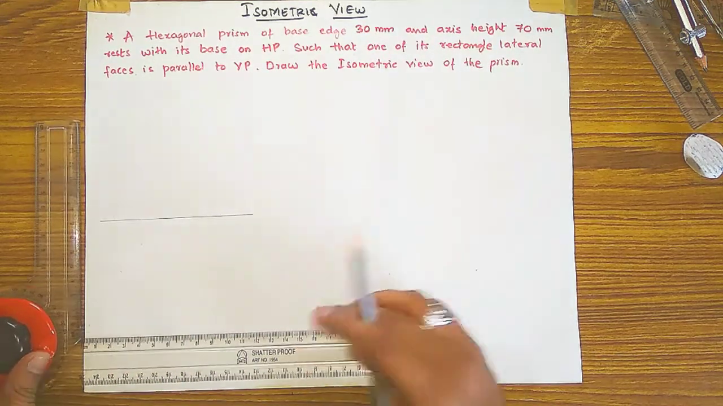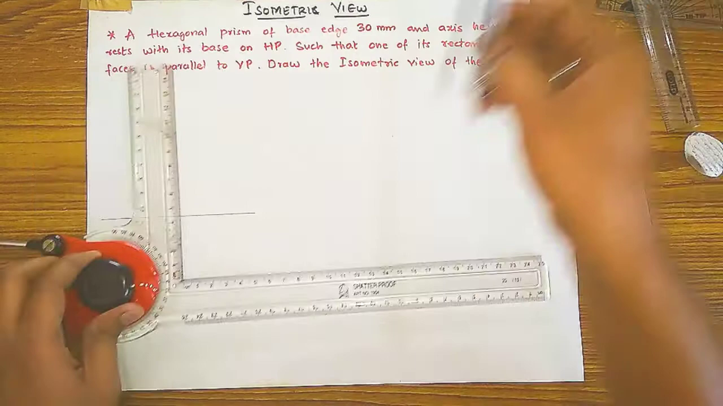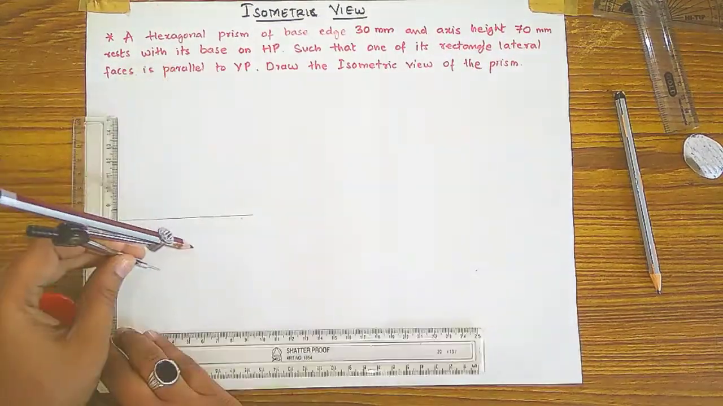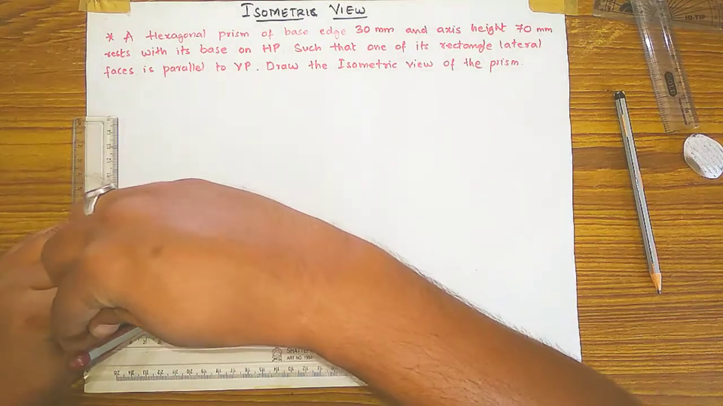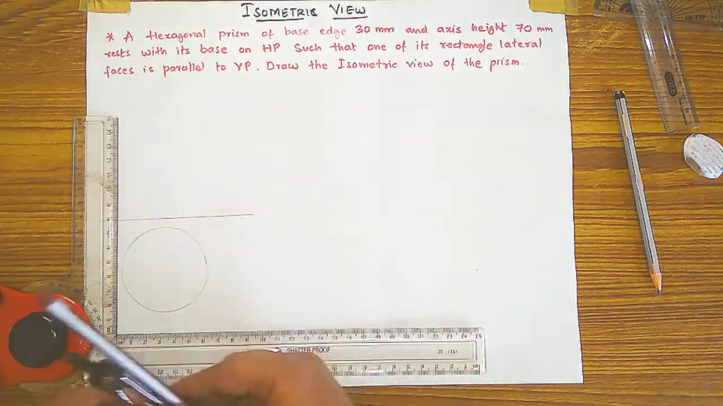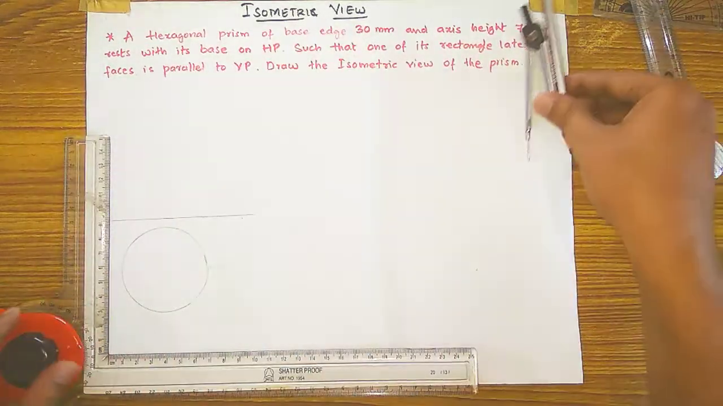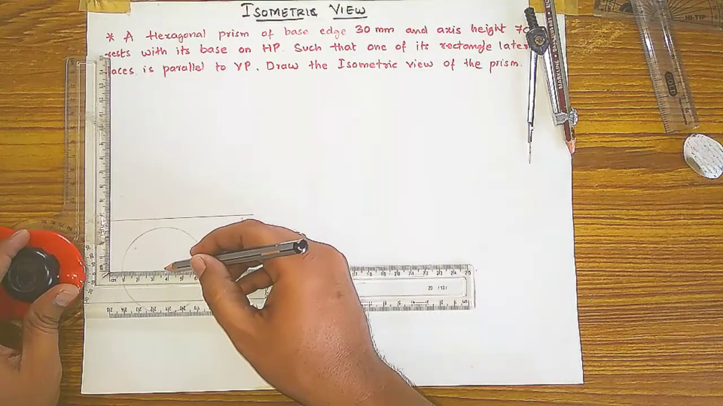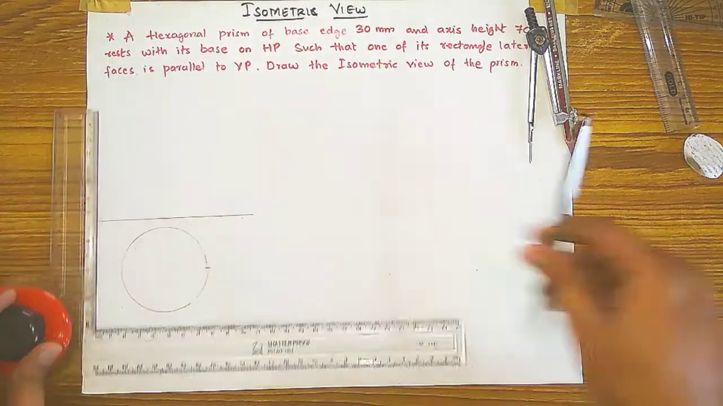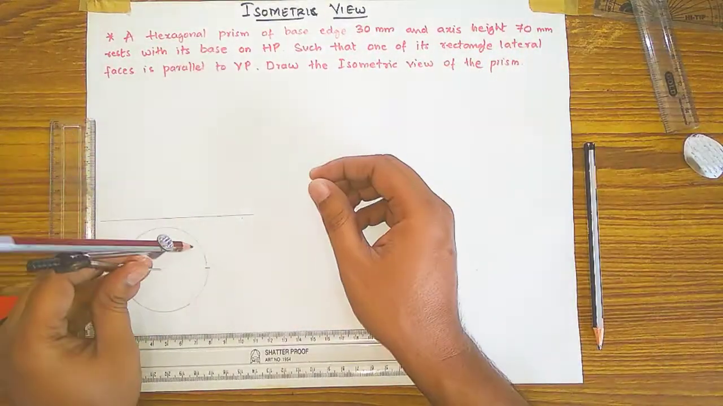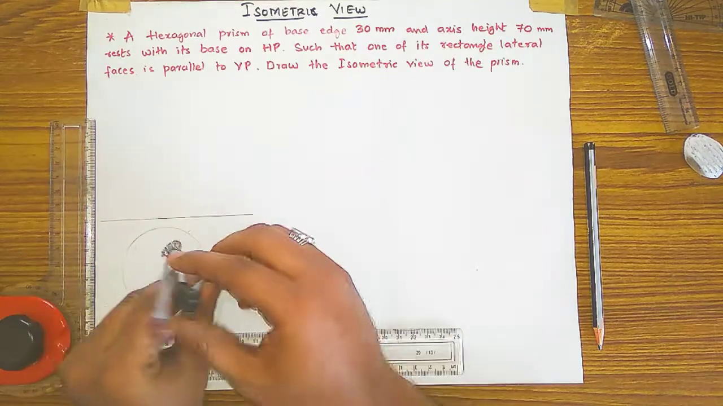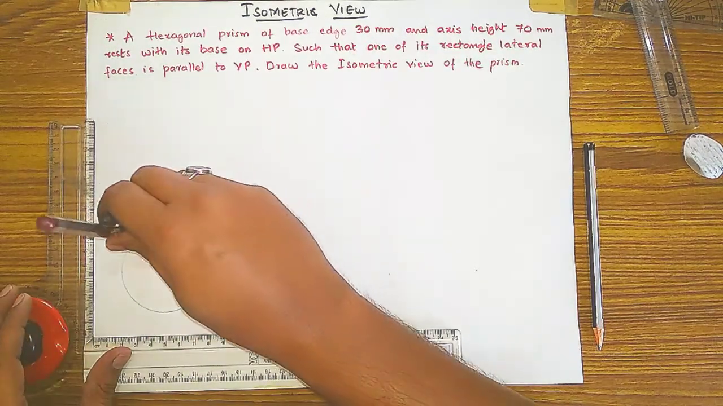Then how to draw a hexagon? With this dimension of 30 mm we adjust the divider, and with this I am drawing a circle. First you draw a circle of the given dimension and take a point on the circumference, then put a dot on this circle, and with the same dimension of 30 mm you take arcs on this circle one by one like this.